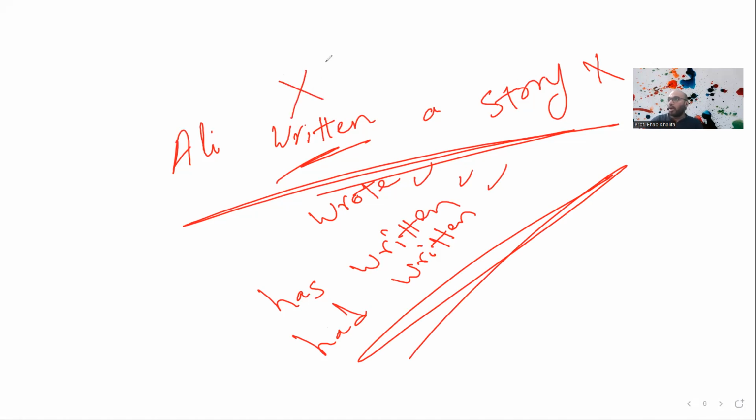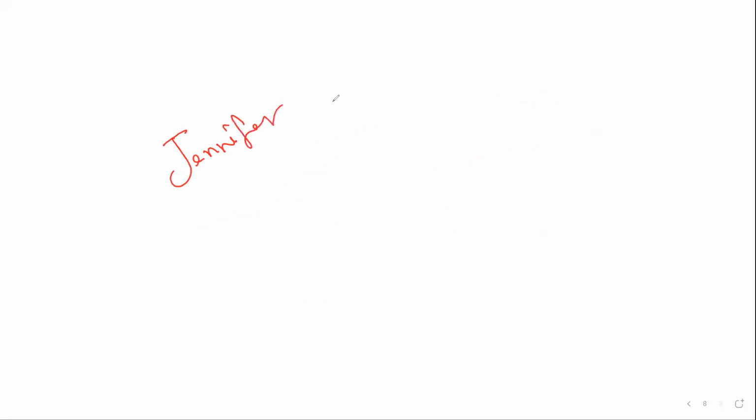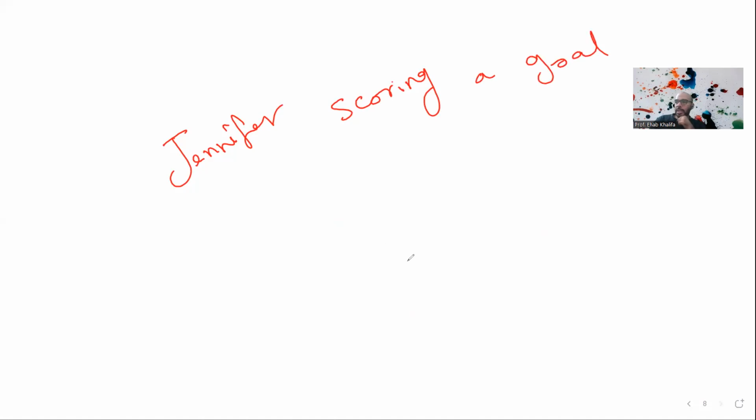So this is wrong. For now, guys, figure out the mistake if there is. "Jennifer scoring a goal." Is it correct or not? And if not, figure out the mistake. Jennifer is scoring a goal. Do we have a main verb here? No.